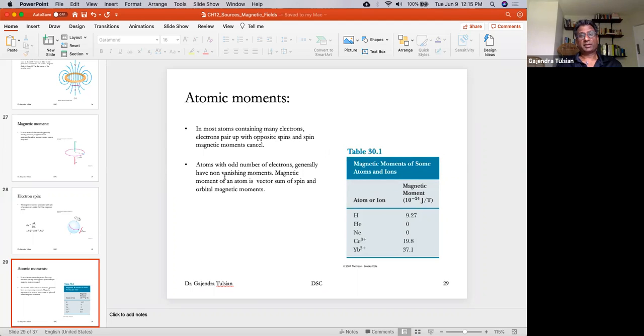Atoms with an odd number of electrons generally have non-vanishing moments. So when we say they have a non-vanishing magnetic moment, they act like magnets. Magnetic moments of atoms is a vector sum of the spin and orbital magnetic moments.